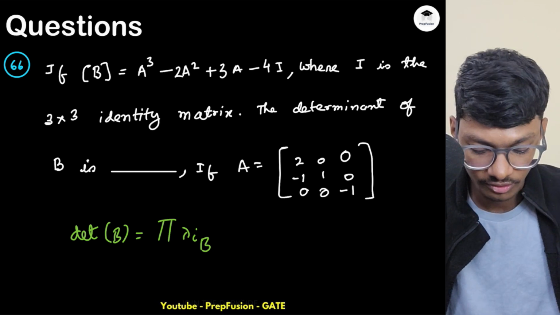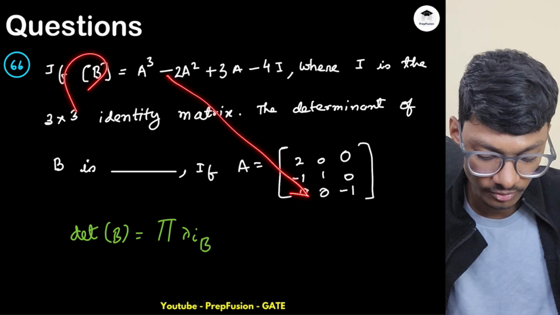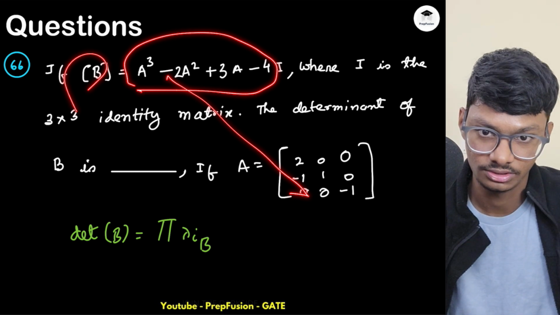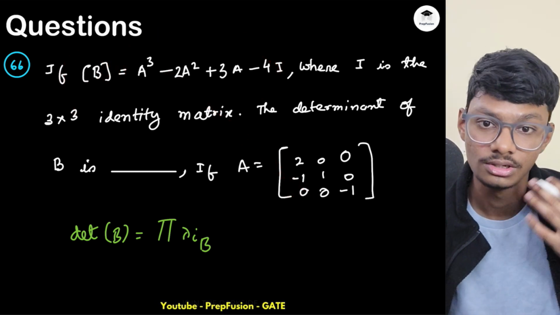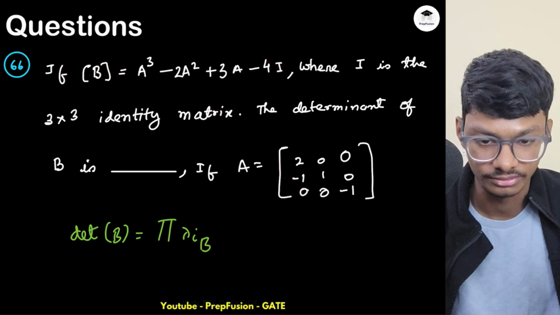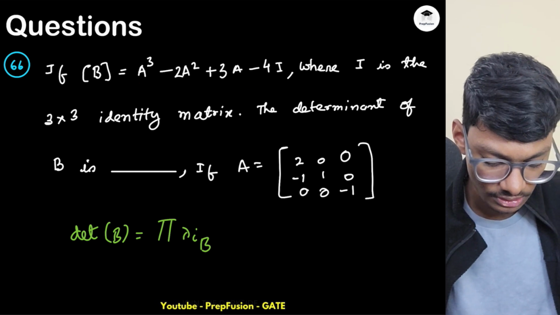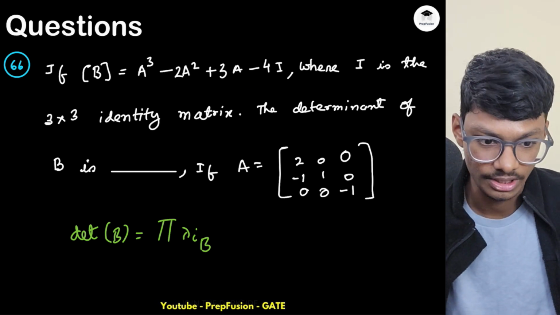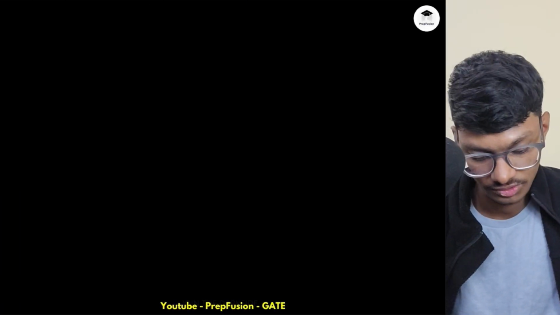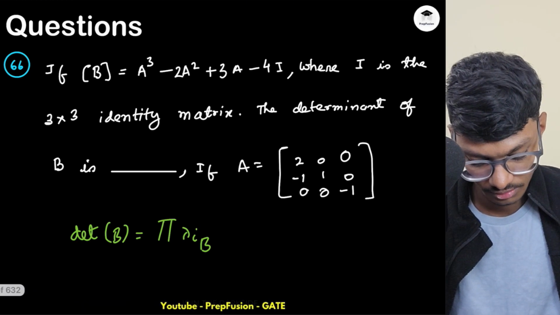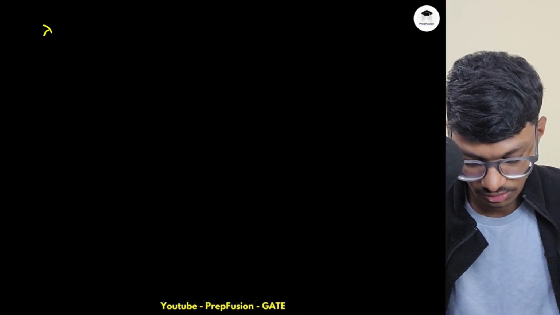So what I can do is find the eigenvalues of B with the help of A, because you have been given this equation, right? You can use the Cayley-Hamilton theorem, the reverse Cayley-Hamilton theorem. So basically you will put A equals lambda and from there you will be able to solve. So this will be simply like this.